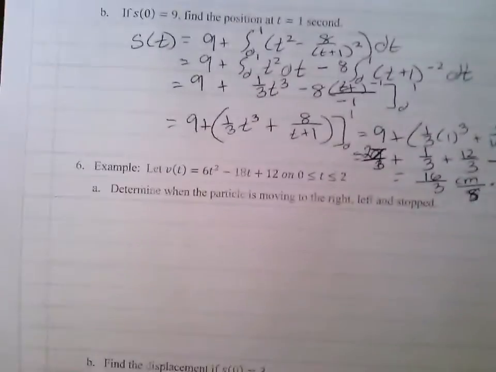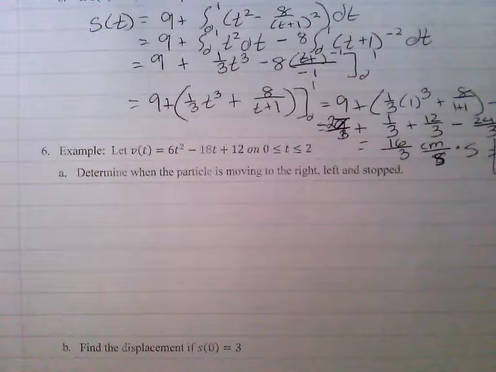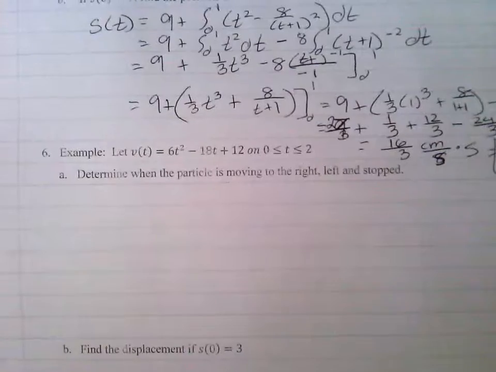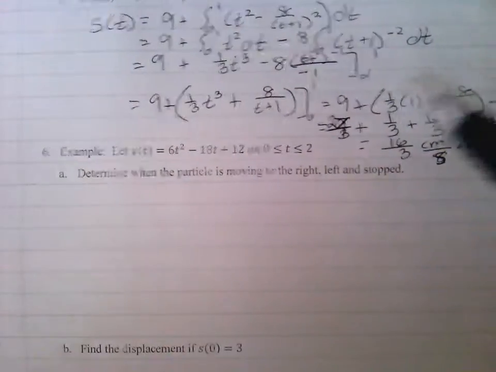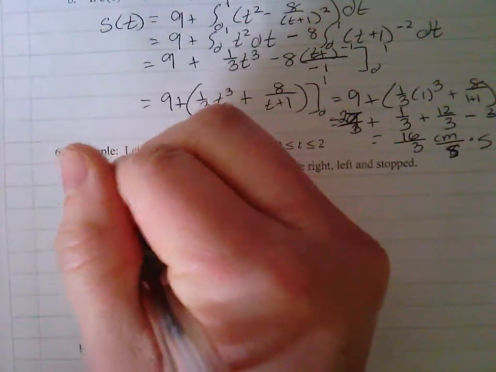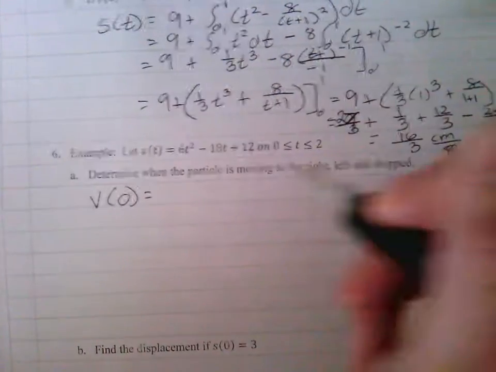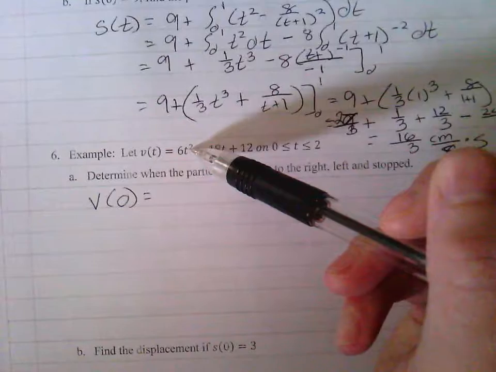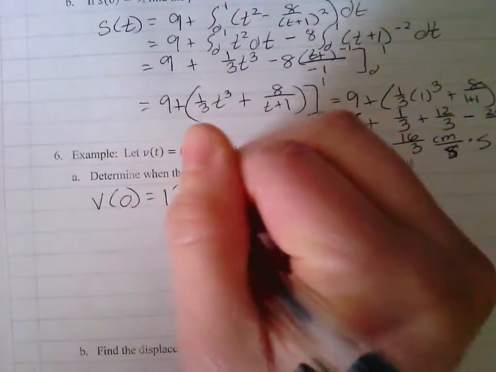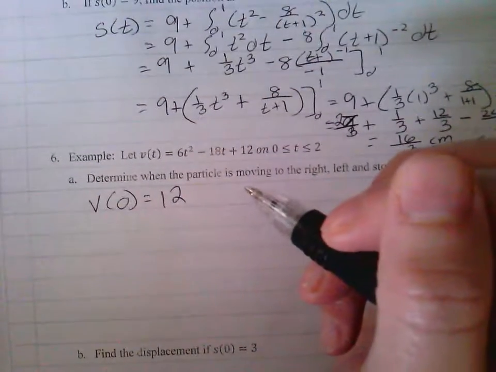Okay? Let's look at another one. So let v of t equals 6t squared minus 18t plus 12 on an interval 0 to 2. So we're going to determine when the particle is moving to the right, left, and stopped. So let's find our initial velocity. v of 0, so that's going to be 0 minus 0 plus 12, which is positive 12.